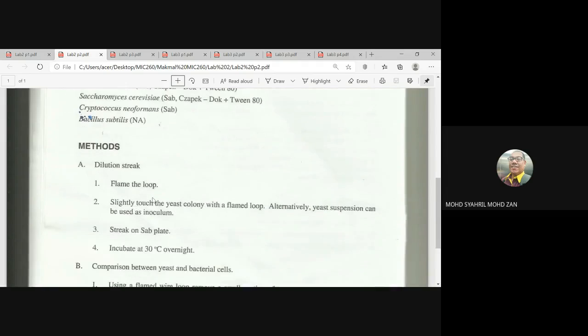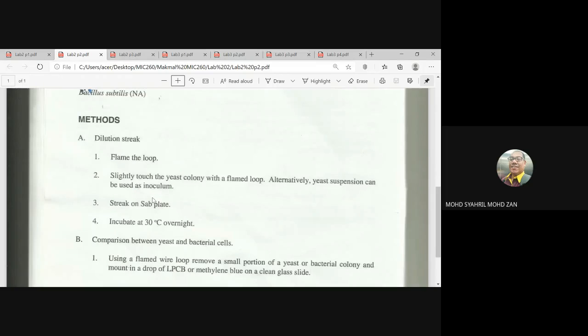Okay, number 1 method is a dilution streak. First you have to flame the loop. Okay, loop macam bakteria juga. Slightly touch the yeast colony with the flamed loop. Alternatively, yeast suspension can be used as an inoculum. Okay, ambil sedikit kat atas tu. Lepas tu awak streak pada plate.